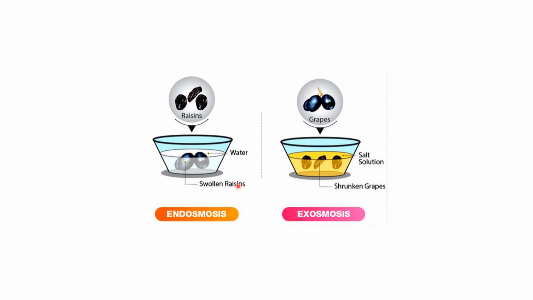So this is about endosmosis and exosmosis, and this is also a practical which you can do at your home. You can take a few raisins and just put these raisins into the water. You will see that these raisins swell up after some time, and the same raisins, if you dip them in the salt solution, you will see that the raisins will shrink after some time. So this is what endosmosis and exosmosis are about.